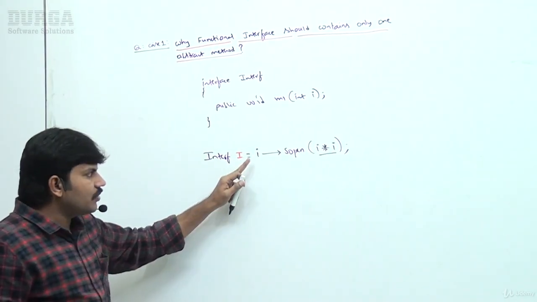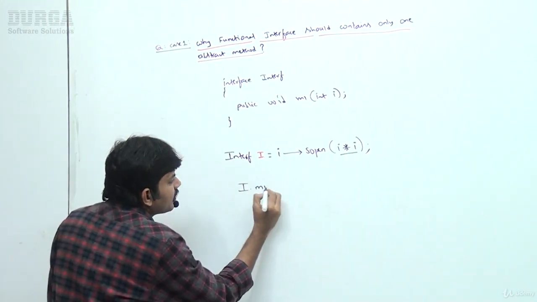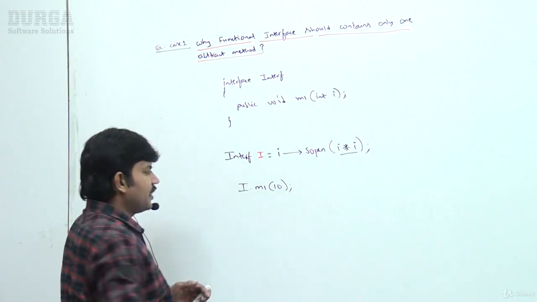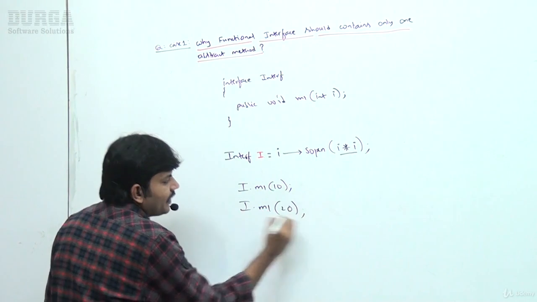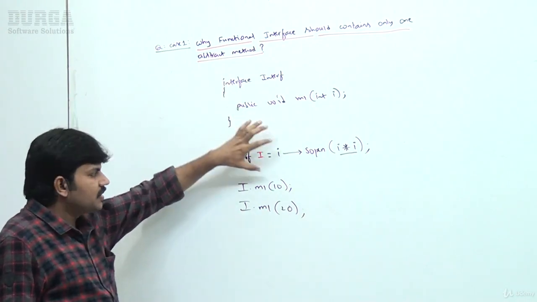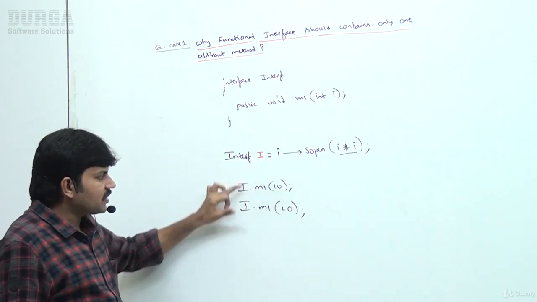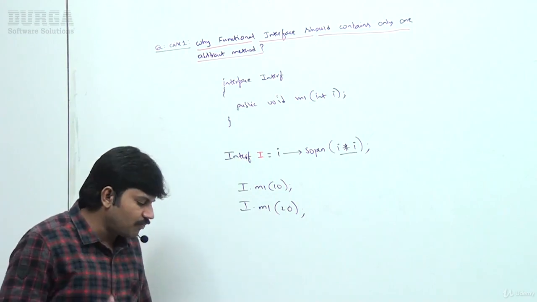Interface I is equal to a lambda. How can I call this? I can take I.m1 of 10, or I.m1 of 20, no problem at all. It is a functional interface with a lambda expression. By using this I can invoke its functionality. You know all these things from the last examples onwards.